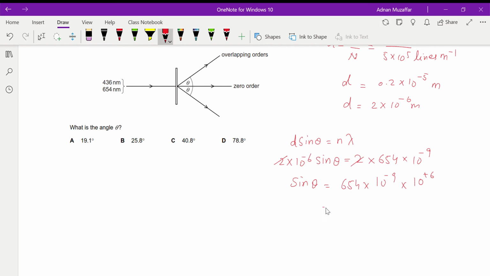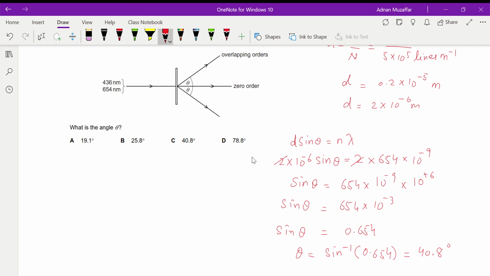Okay, then further you can simplify it. So it will be 654 times 10 to the power minus 9 plus 6, which is 10 to the power minus 3. So sine theta is equal to 654 into 10 to the power minus 3, or in other words, I can write 0.654. So sine theta is equal to 0.654. So theta would be sine inverse of 0.654, and you will get the answer after solving on the calculator. It will give you 40.8 degrees.